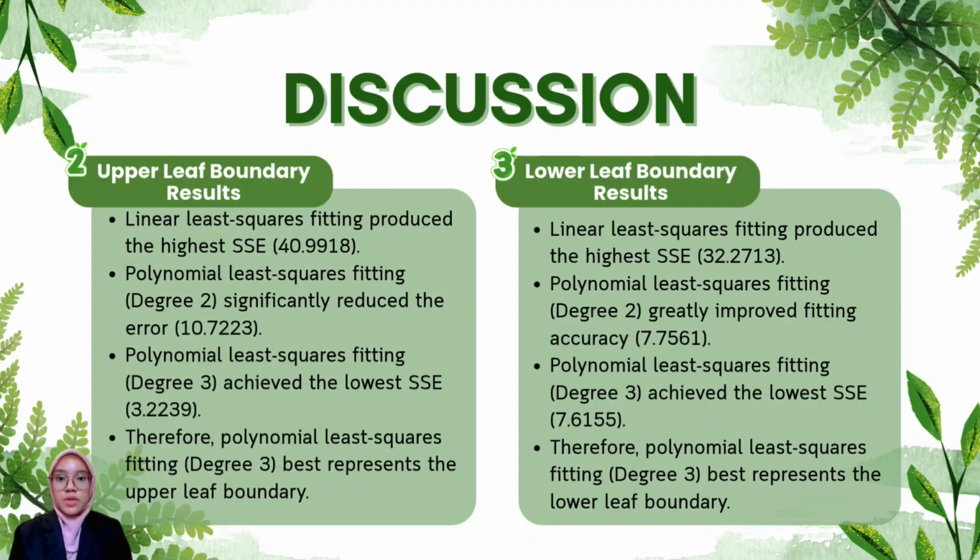The linear least square fitting produced the highest SSE value of 32.2713, while the polynomial least square fitting degree 2 and 3 reduced the error to 7.7561 and 7.6155 respectively. Since the polynomial least square fitting degree 3 achieved the lowest SSE value, it was selected as the best model for the lower boundary. Therefore, the degree 3 polynomial model provides the most accurate representation of the leaf shapes for both upper and lower boundaries.